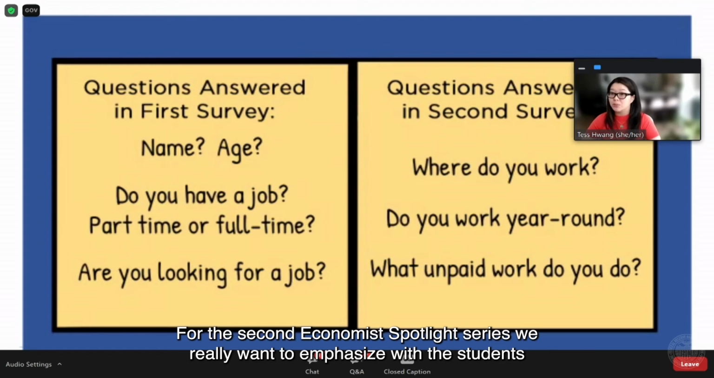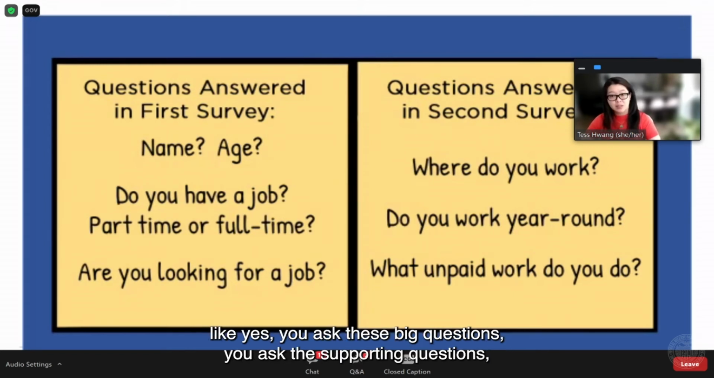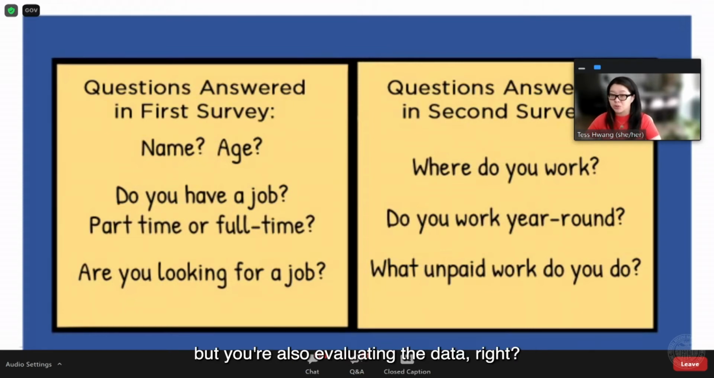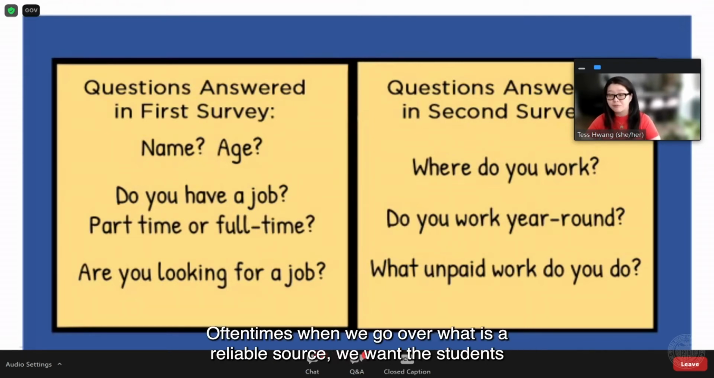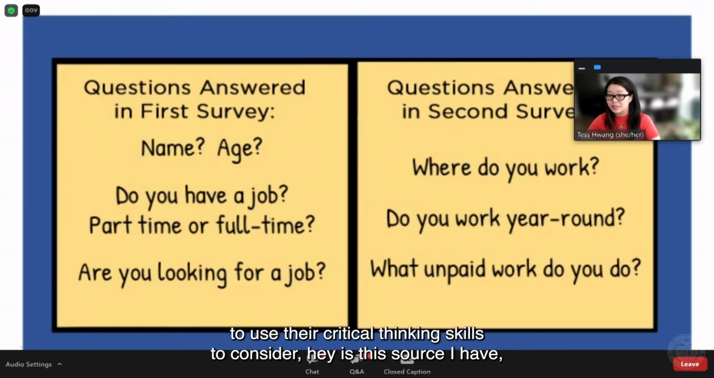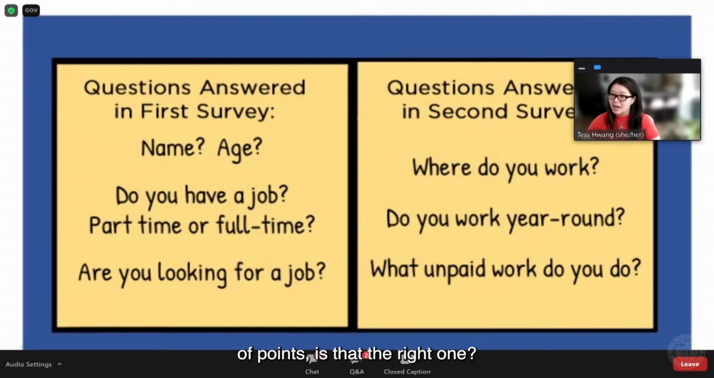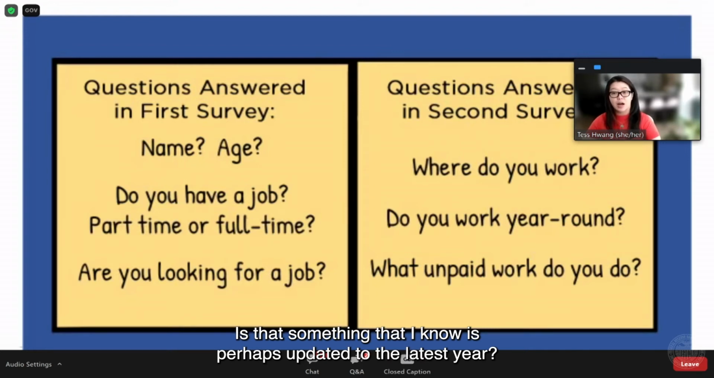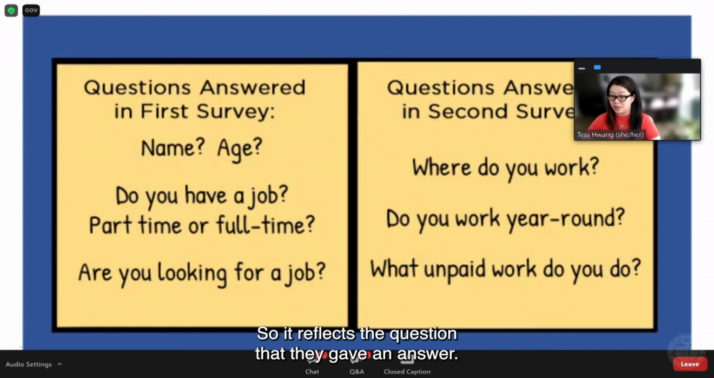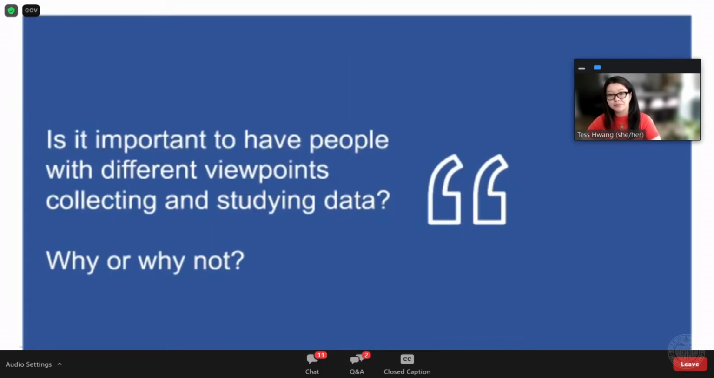So the second Economist Spotlight series, we really want to emphasize with the students, yes, you ask these big questions, you ask the supporting questions, but you're also evaluating the data, right? Oftentimes when we go over what is a reliable source, we want the students to use their critical thinking skills to consider, is the source they have, whether it be a survey or another data set, the right one? Is that reliable? Is that something that I know is perhaps updated to the latest year, so it reflects the question that they can answer? So let me go on to the next slide.